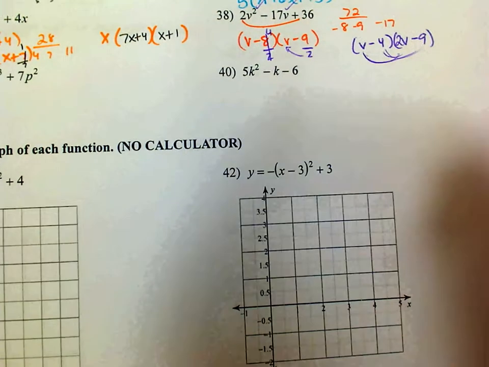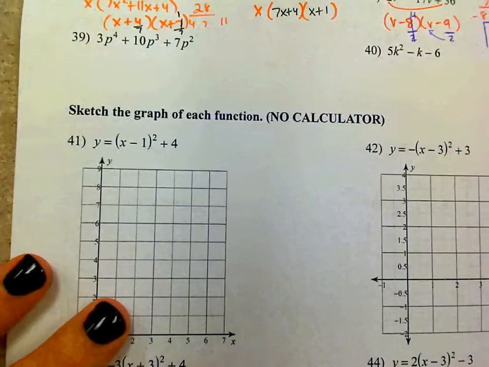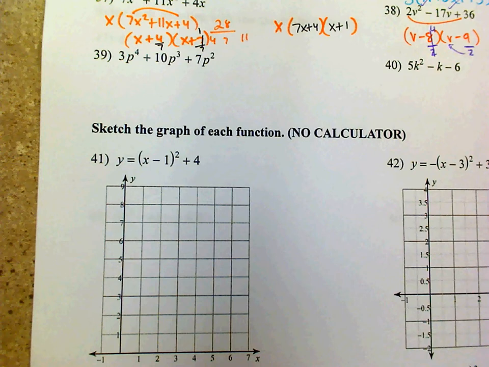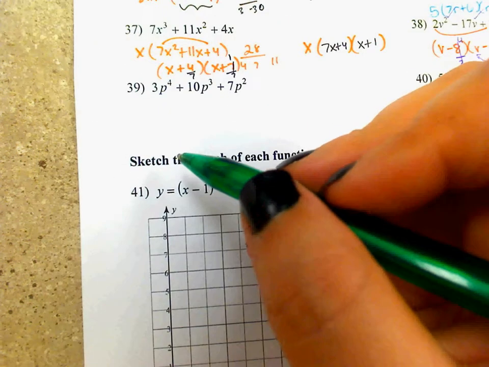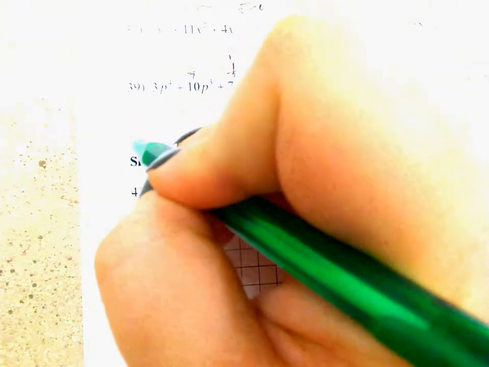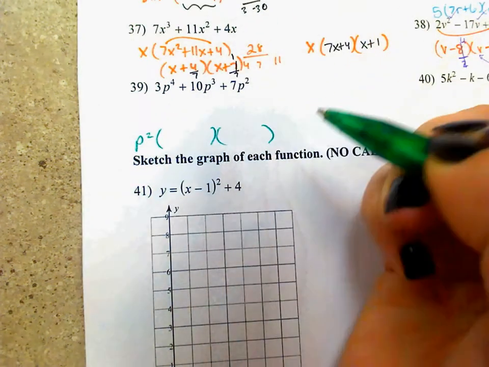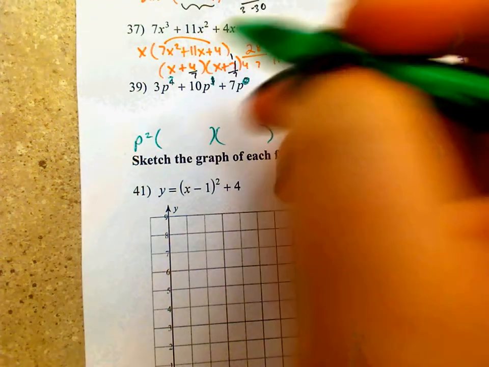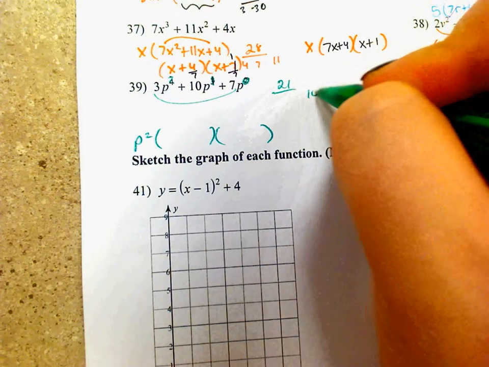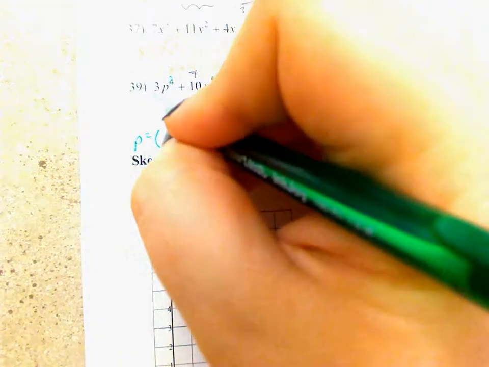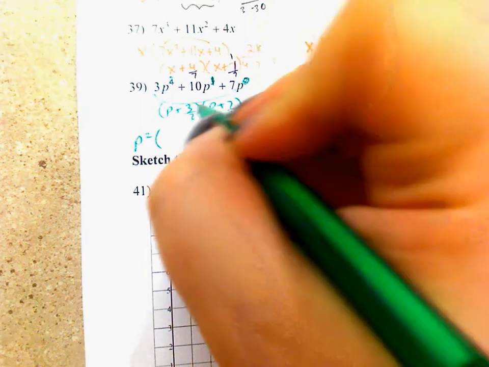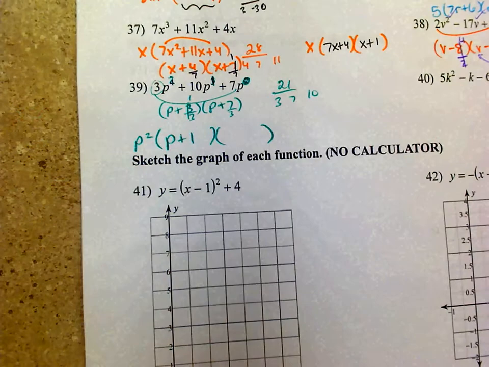Okay. On 39, I've got 3, 10, and 7, so no coefficient is a common factor, but I have at least p squared in each, so I've got a p squared out in the front of my answer. And then I need the factors of 21 that add up to 10, and they are 3 and 7. So think about it as p plus 3, p plus 7, and I need to divide by the number I multiplied by, so 3. That simplifies down to 1, so p plus 1, and p plus 7 thirds, so the 3 goes at the front.